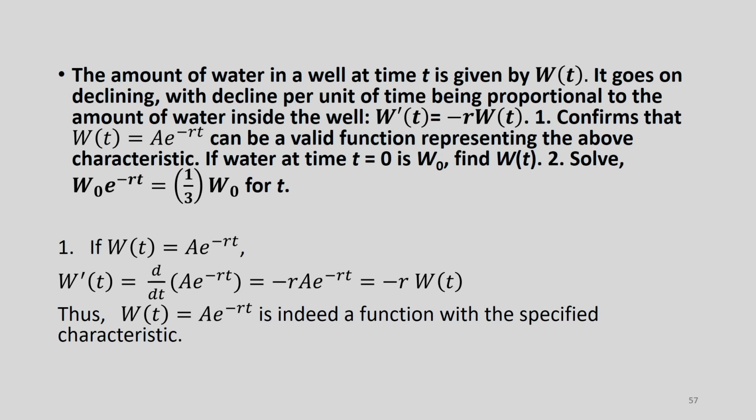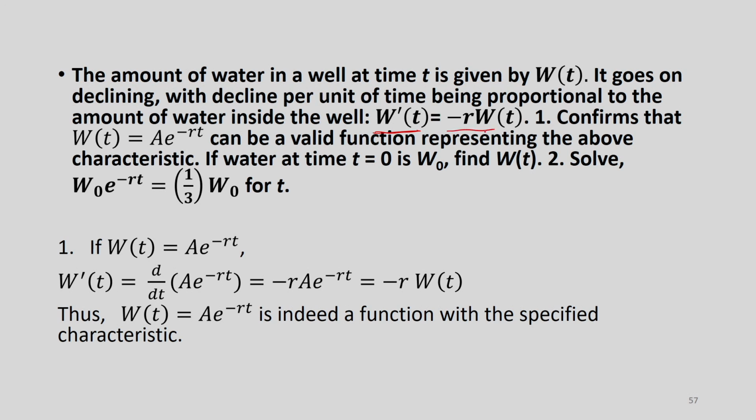Okay, here is an application of differentiation. Here is the problem. The amount of water in a well at a time t is given by W(t), W as a function of t. It goes on declining, with decline per unit of time being proportional to the amount of water inside the well. So this is the decline per unit of time, W'(t) is equal to, it is proportional to the amount of water inside the well.